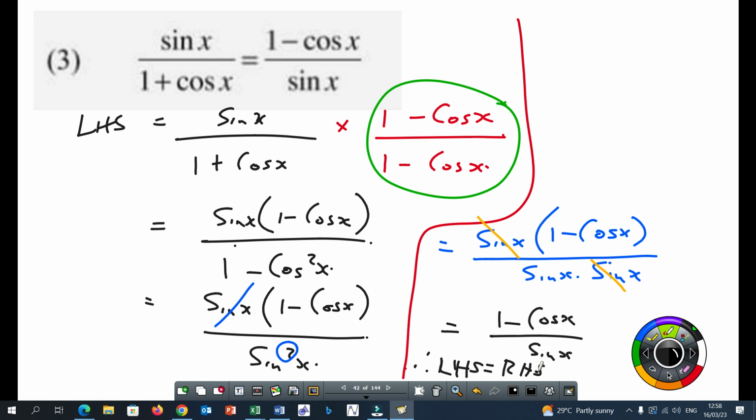If you want to simplify the right hand side to get the left hand side, you multiply the fraction on the right by its conjugate, which will be 1 plus cos x divided by 1 plus cos x. Then you simplify and you come to what's on the left hand side. The conjugate is not always the denominator.